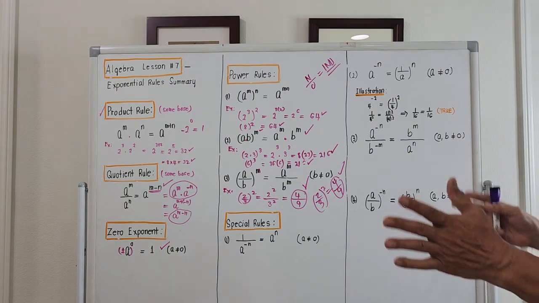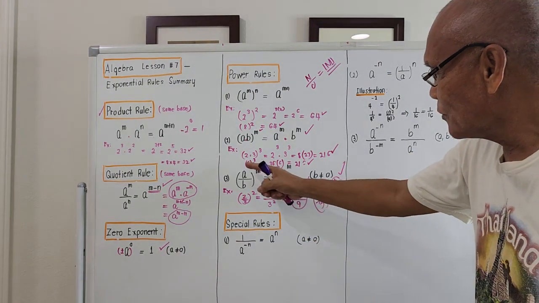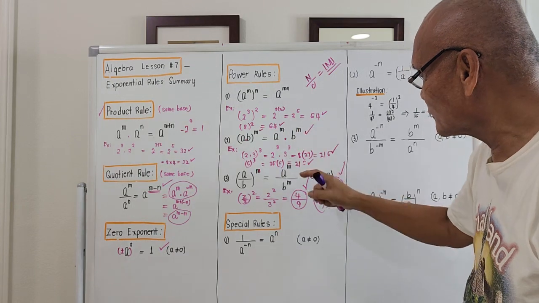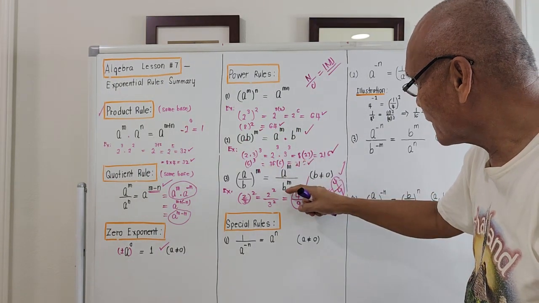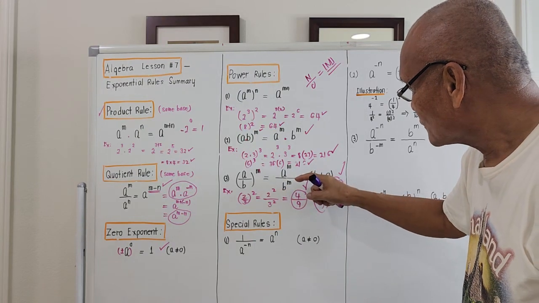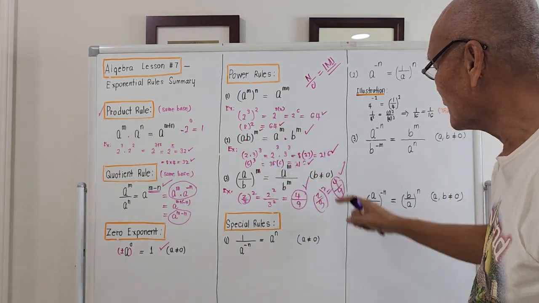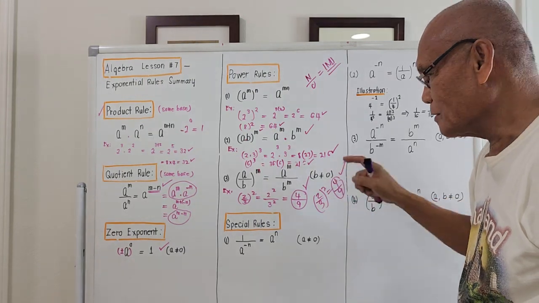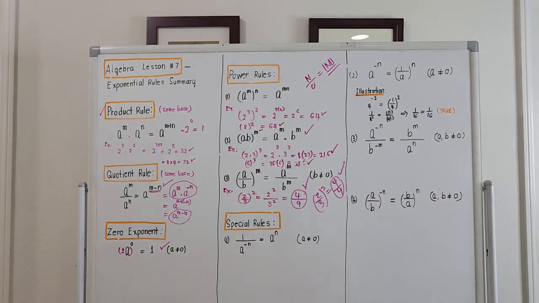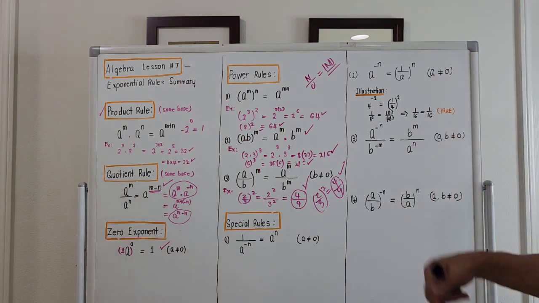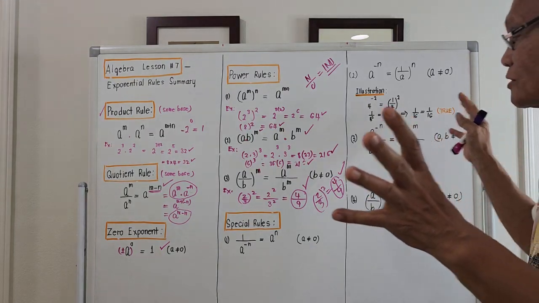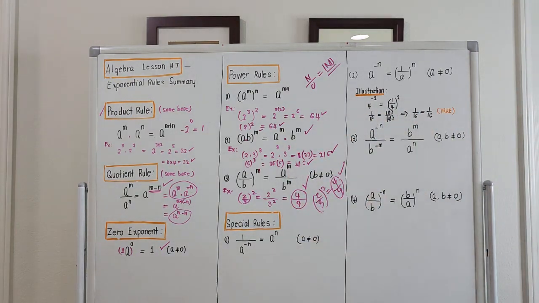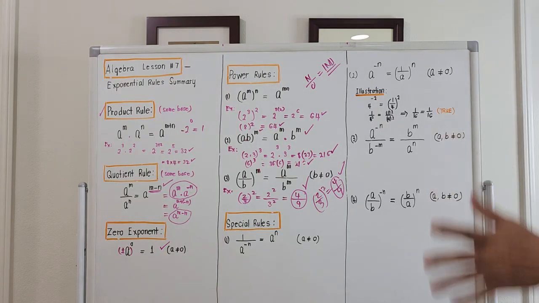But according to the power rules, the ratio a over b raised to n should be equal to the numerator base raised to that exponent all over the base of the denominator raised to that same exponent, with the given condition b should not be equal to 0. It's getting interesting. You are going to use this on the SAT and the CAT exams, so don't forget these concepts. Okay, the special rules. I think we have 4 special rules.